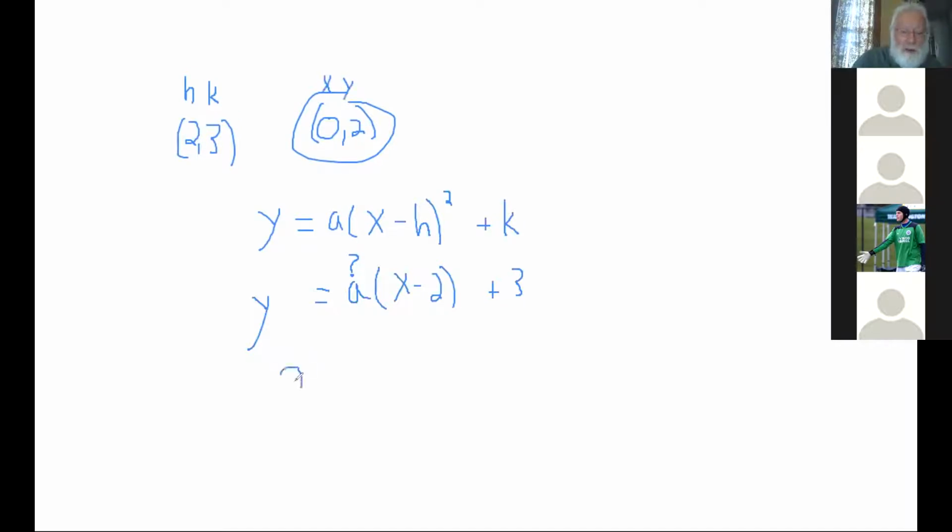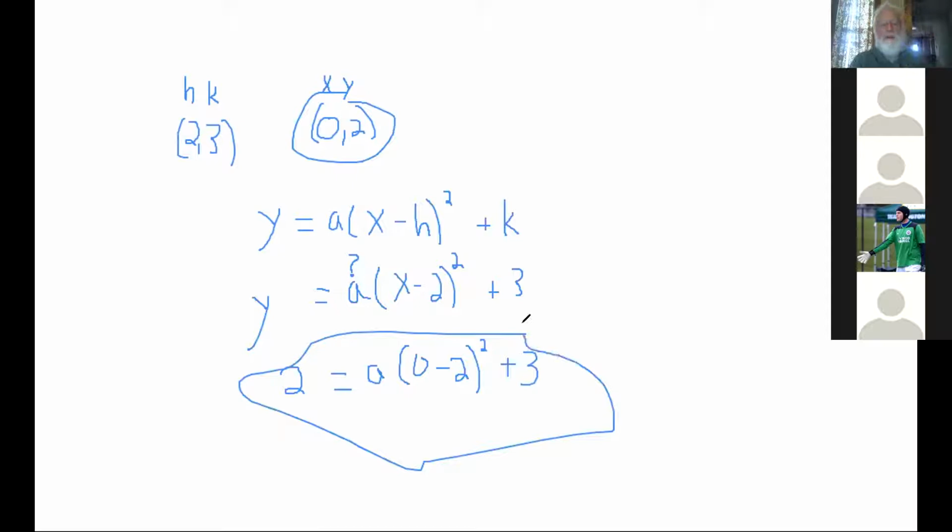So now I can plug in 2. That's equal to a, sorry, there's a square here, 0 minus 2 squared, plus 3. Now, am I able to solve that for a? Yes. So the idea is you have enough information to figure out there's 3 things that you need for the equation: a, h, and k. This gives you 2 of them when I tell you what the vertex is. And then you have to plug in this point to find a.